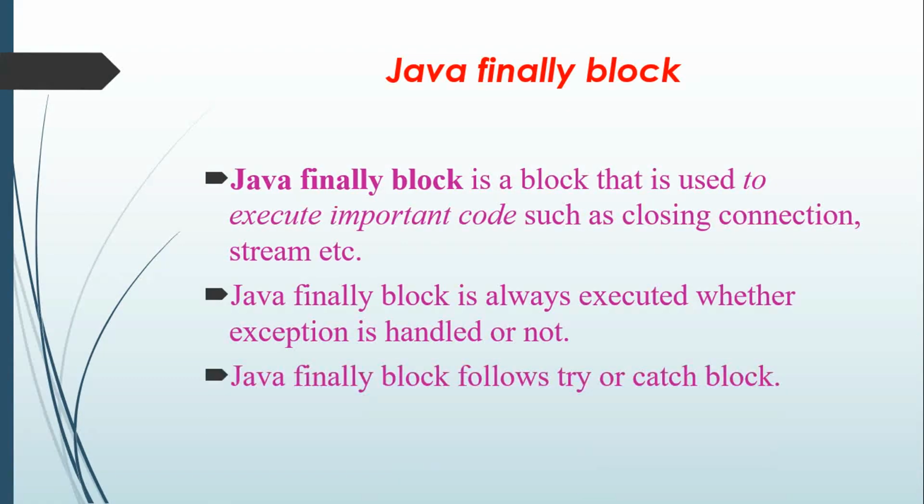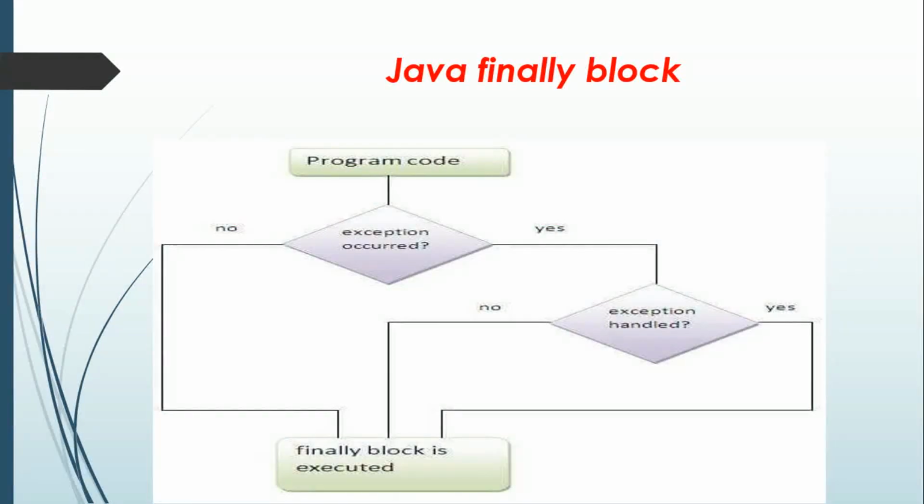So if we want some statement to be executed whether or not an exception occurs in our program, then we can put that type of statement inside the Java finally block. And the Java finally block follows the try or catch block. Here is the detailed description of the Java finally block.